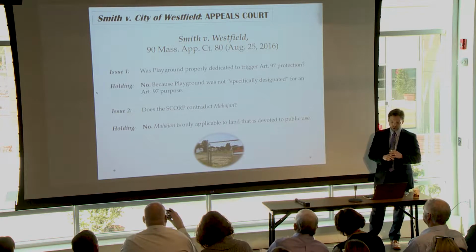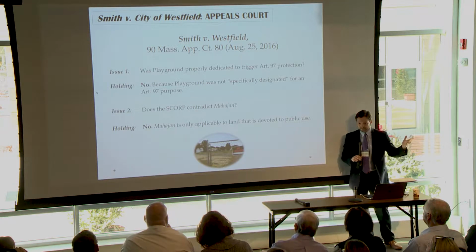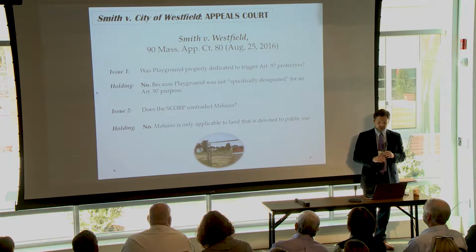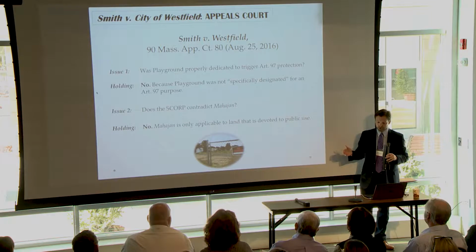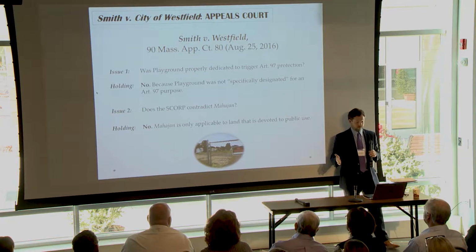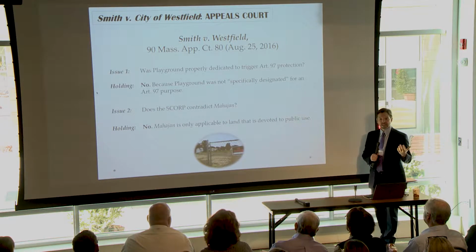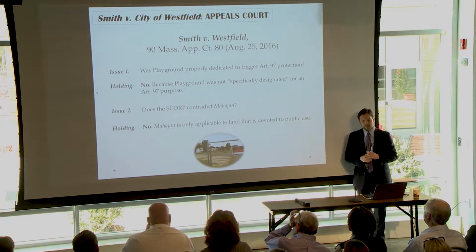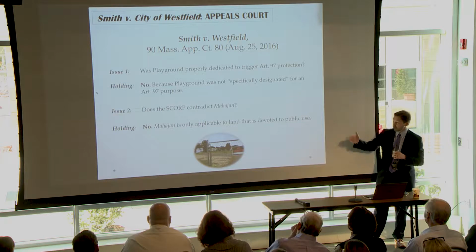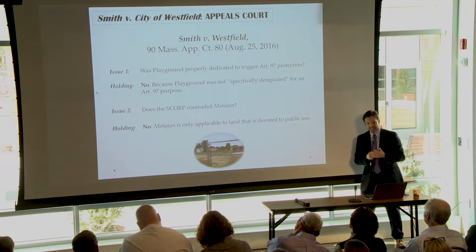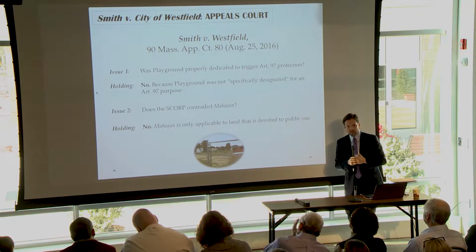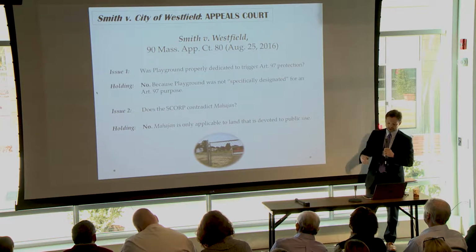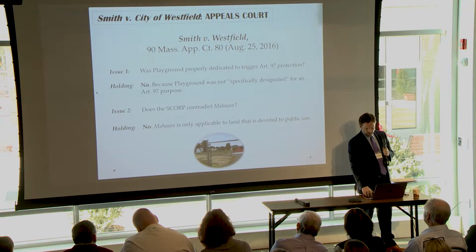So we get to the appeals court. First issue, was the playground properly dedicated to trigger Article 97 protection? Answer from the appeals court, no. It was never specifically designated for Article 97 purposes. Issue 2, does the statewide comprehensive outdoor recreation plan, or SCORP, contradict the Mahajan case at all? The answer was no. Mahajan really applied only to lands devoted to public use. No contradiction there.